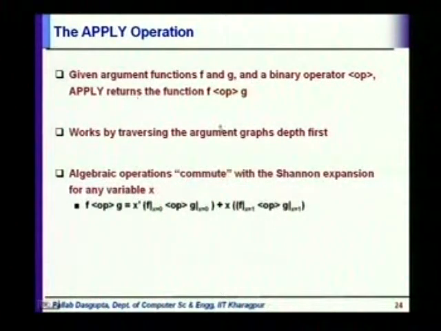There are broadly two types of operations that we are going to look at. One is called apply, the other is called restrict. The apply operation takes two BDDs f and g and an operation called op. Op can be your regular Boolean operators like and, or, not, xor, and it returns a BDD corresponding to f op g. It works by traversing the BDDs for f and g in a depth first manner. We are going to look at the algorithm shortly, and it uses Shannon's expansion to compute this operation.